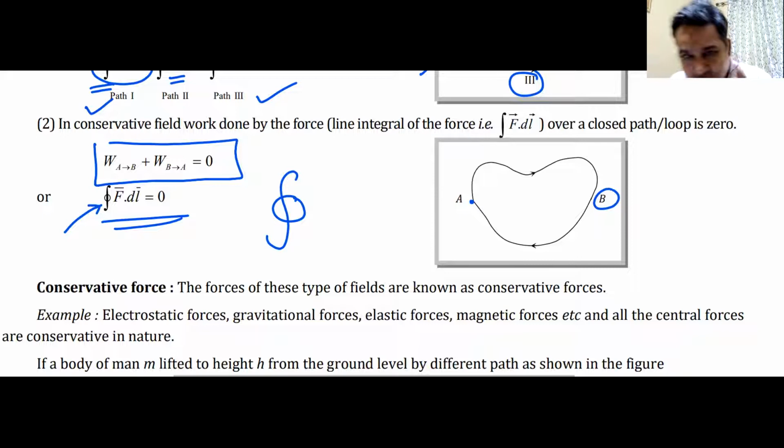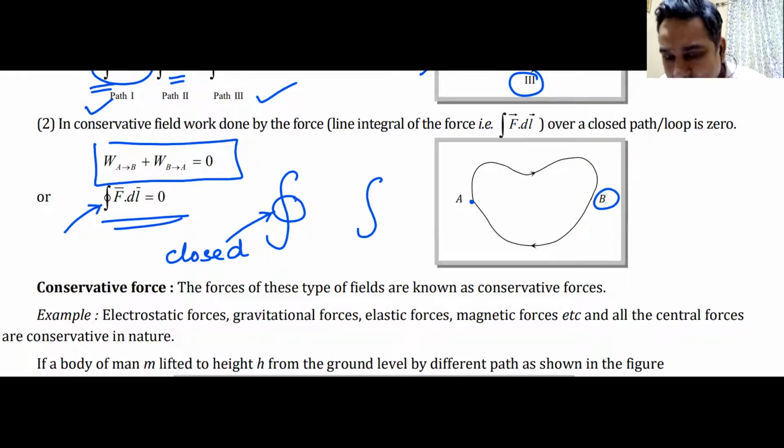This circle on the integral tells us that this is an integral over a closed loop. This symbol will come again in class 12th. So that is the difference between this one and the previous one. In the previous one, it was a simple integral, that means an integral over an open path. When I put the circle on it, it becomes an integral over a closed loop. So the closed integral of F dot dl is 0.